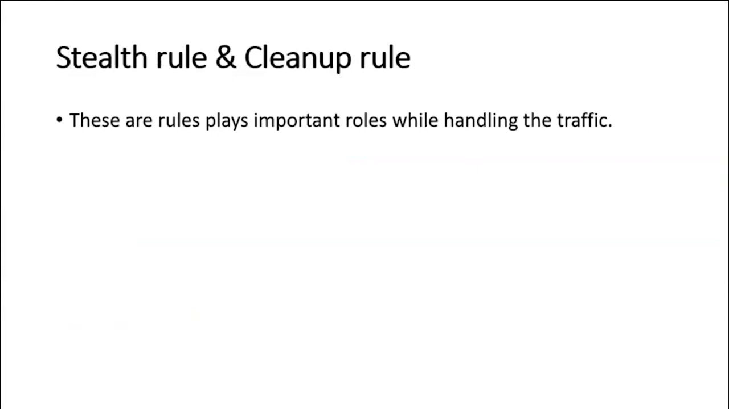We have two kinds of rules: the stealth rule and the cleanup rule. These two rules play an important role while handling the traffic. The stealth rule protects the firewall gateway itself from unauthorized access, and we have to place this rule at the top of the rule base. The cleanup rule drops the traffic that does not match from top to bottom.